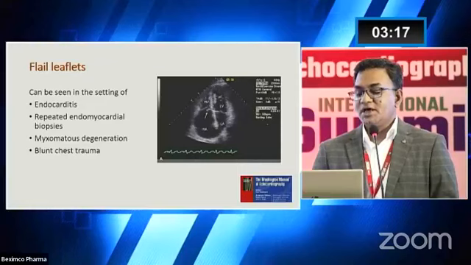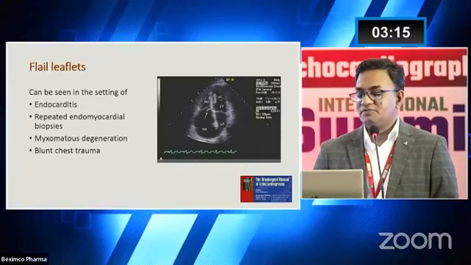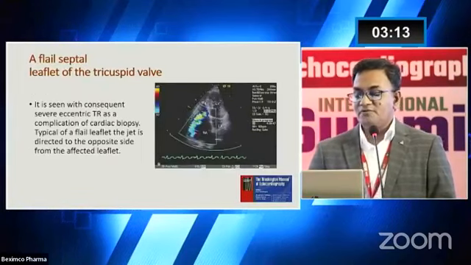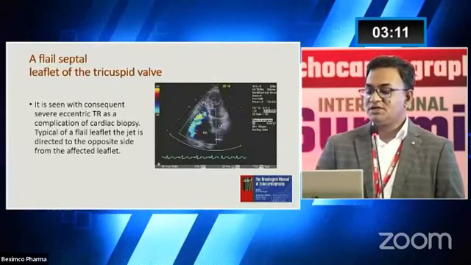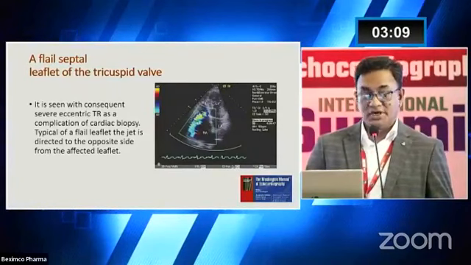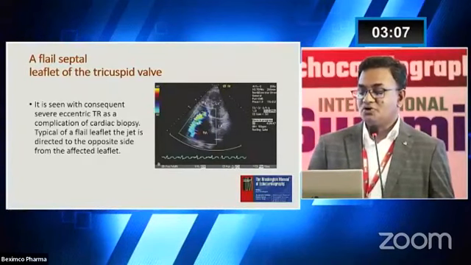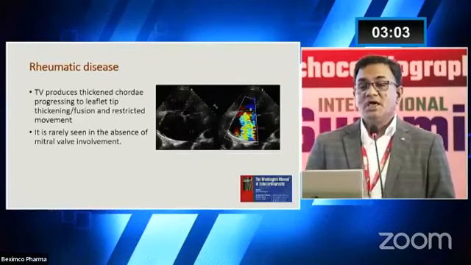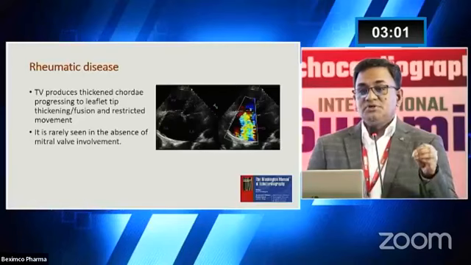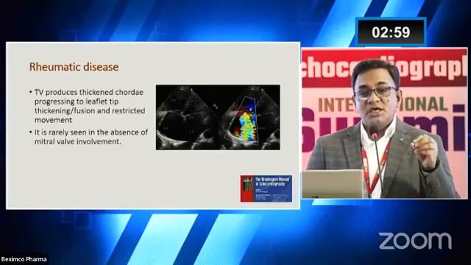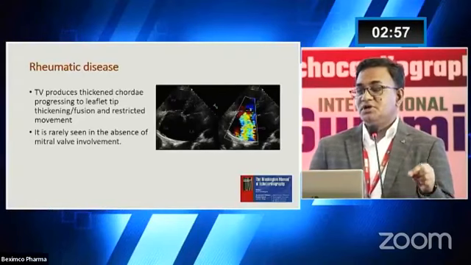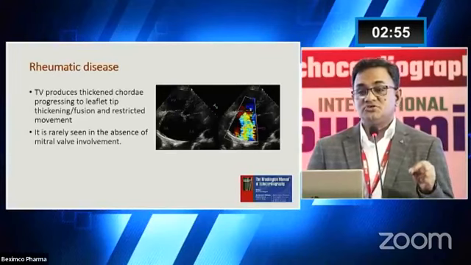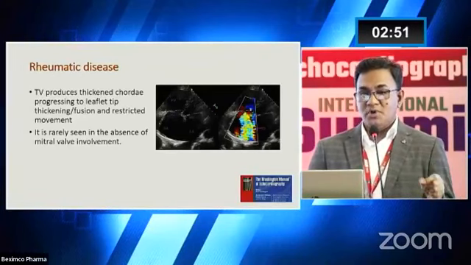Flail leaflets. In this picture, the septal leaflet is flail, and with flail leaflets there is an eccentric TR, and the eccentric TR jet goes to the opposite side of the flail leaflet. In rheumatic heart disease, isolated tricuspid rheumatic heart disease is rare. It is always associated with either mitral rheumatic heart disease or aortic rheumatic heart disease.